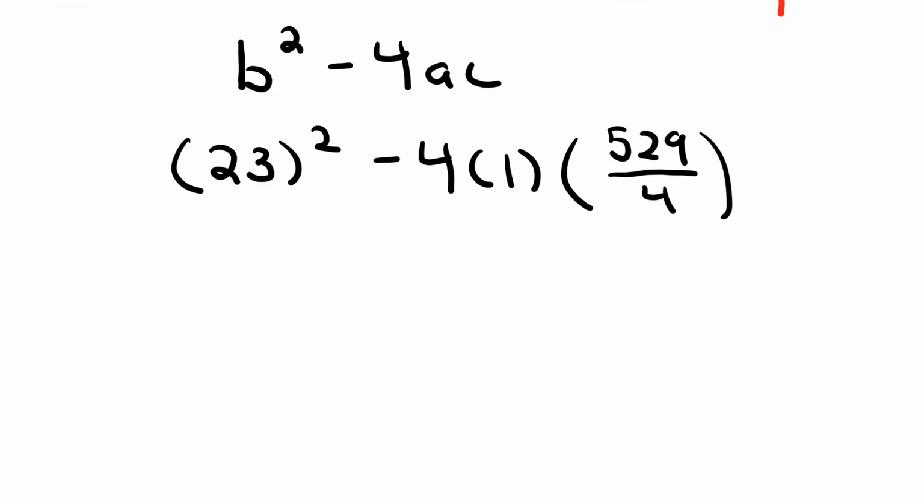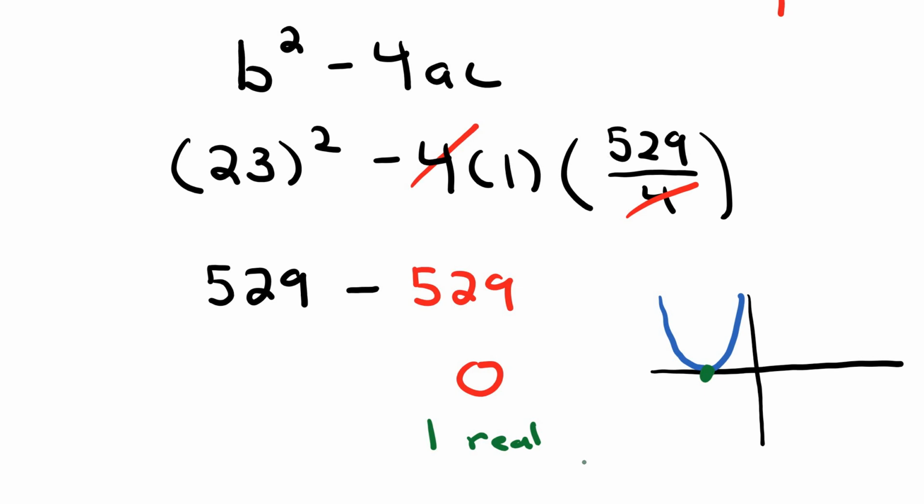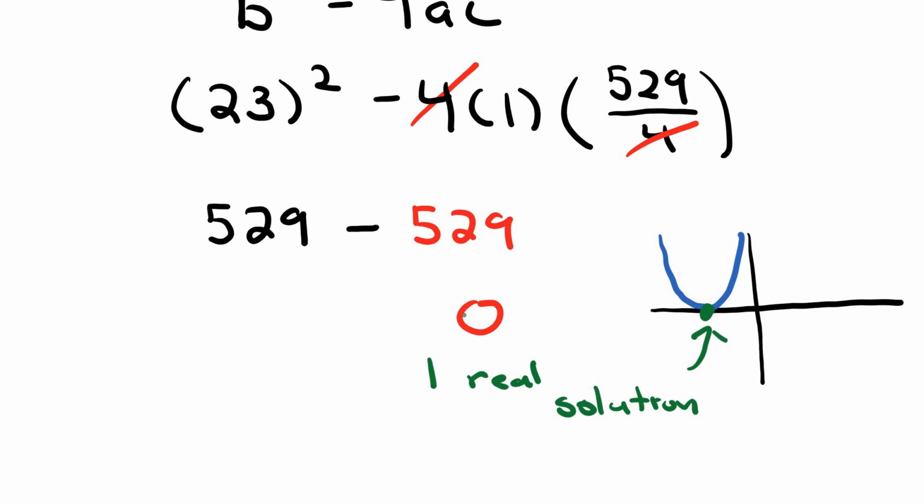Okay, once again, going to a calculator now. So 23 times 23 is going to be 529 minus, well, this 4 and this 4 will cancel off, so that gives me 529, and that gives me 0, right? So if the discriminant equals 0, this is a very special case. What this means is that the graph is just touching the x-axis once. So you have one real solution. All right, so here's my one real solution. If your discriminant equals 0, then by definition your quadratic has just one x-intercept.